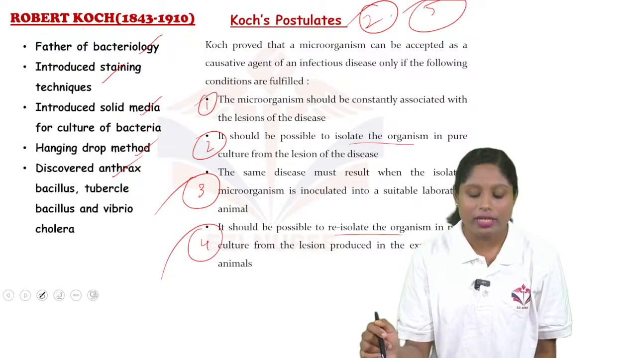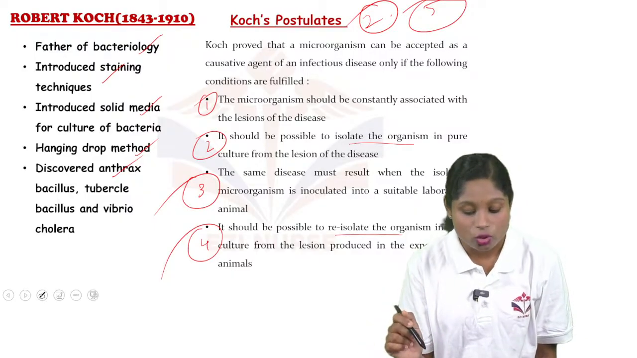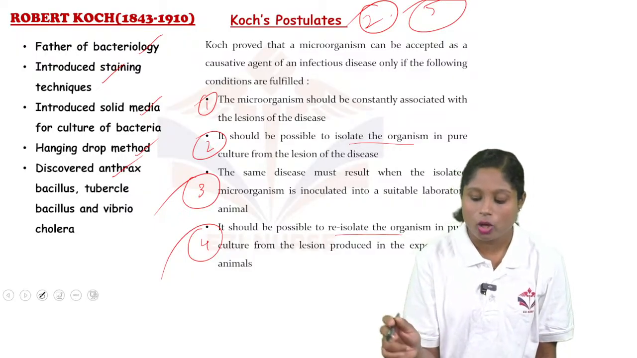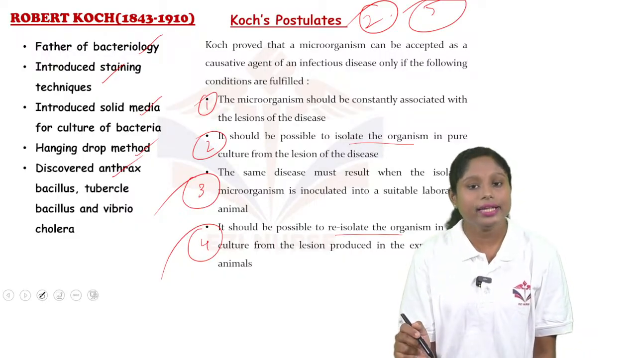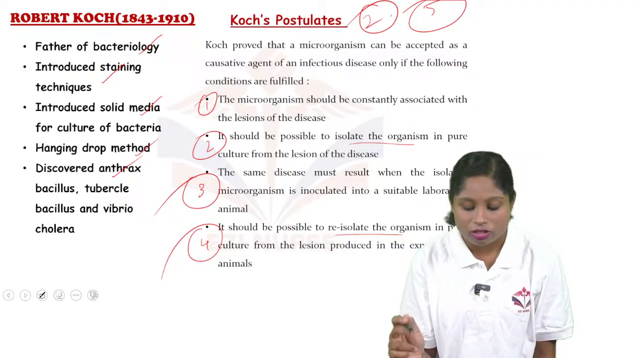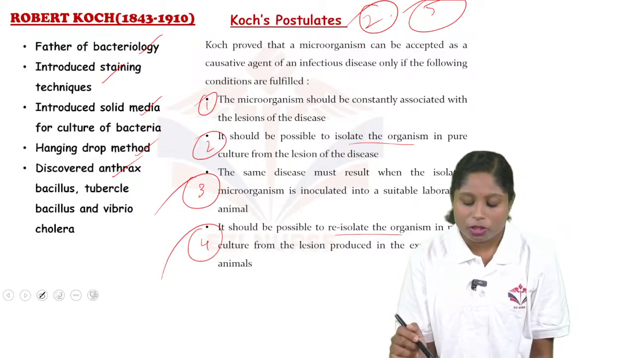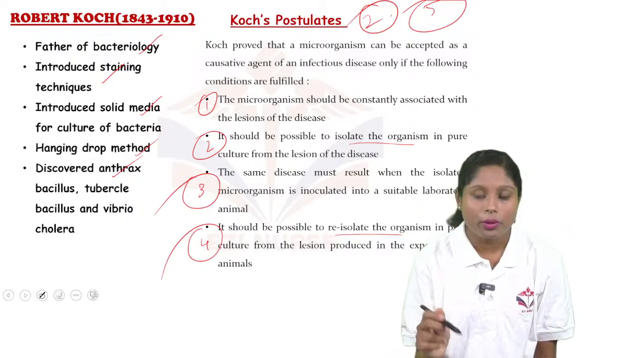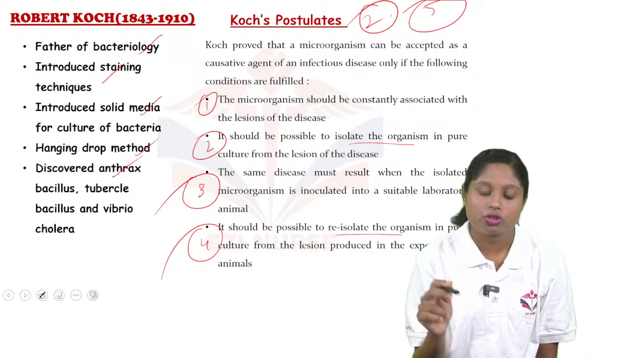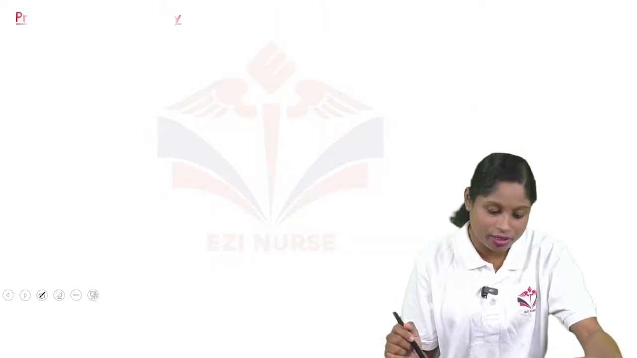So what are the Koch's postulates? The microorganism should be constantly associated with the lesions of disease. It should be possible to isolate the organism in pure culture from the lesion of disease. The same disease must result when the isolated microorganism is inoculated into a suitable laboratory animal. It should be possible to re-isolate the organism in pure culture from the lesion produced in experimental animals. So these are Koch's postulates. Clear? Let's move on to the next question.